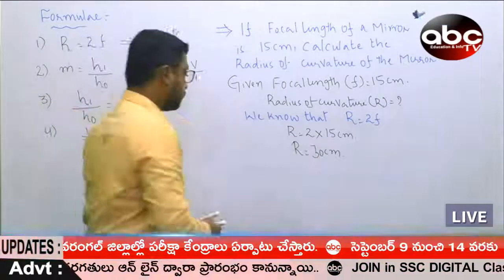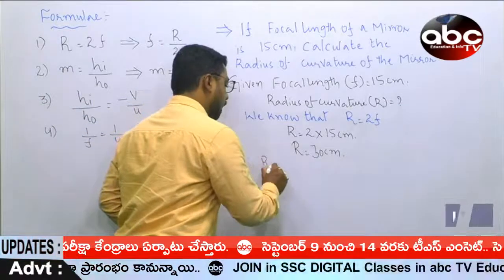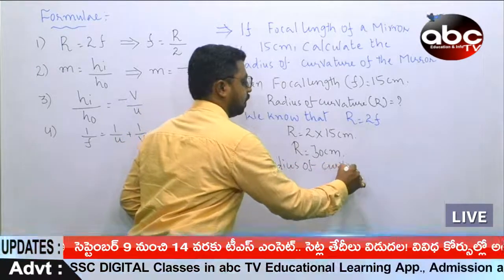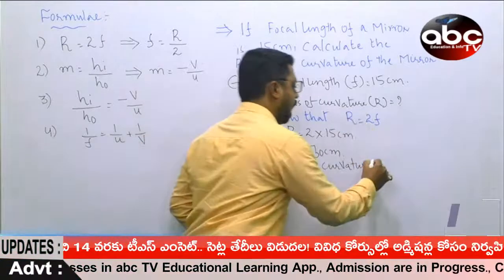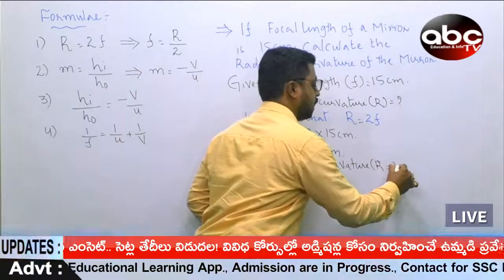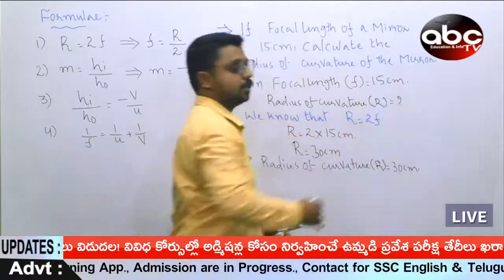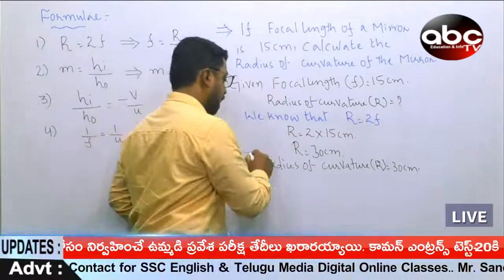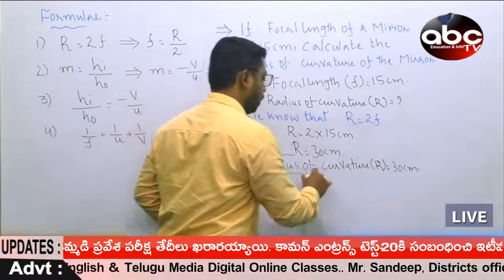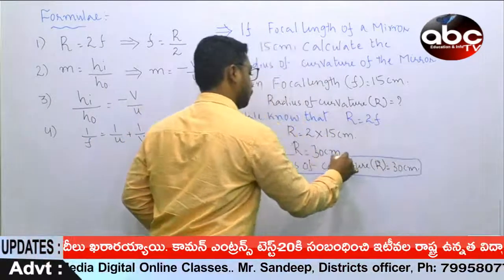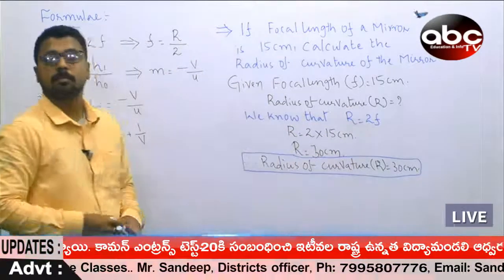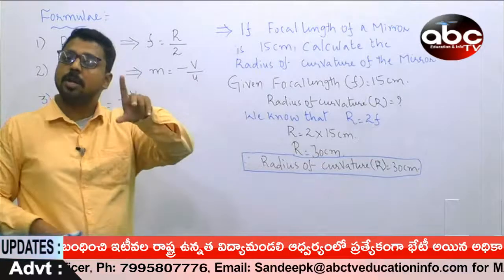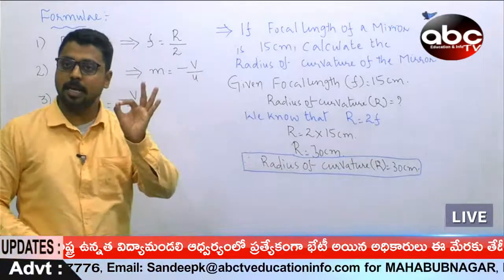And the answer is not finished yet. Therefore, radius of curvature r is equal to 30 centimeter. And this is the most important. This has to be mentioned in the box. So I have differentiated this problem with 2 different pens. What is the meaning of it, what is its purpose?